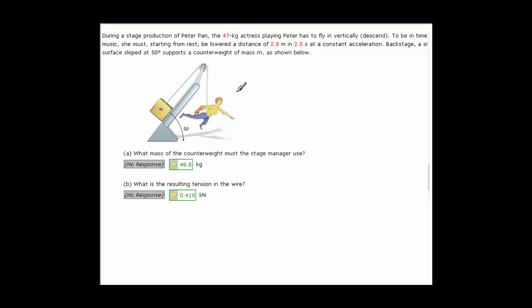Okay, in this problem you have a 47 kilogram person. They're being descended a distance of 2.8 meters in 2.5 seconds. They're starting from rest, so we can say v_i is equal to 0. And then going back to our kinematic equation, delta y is just going to equal 1/2 times our acceleration times t squared.